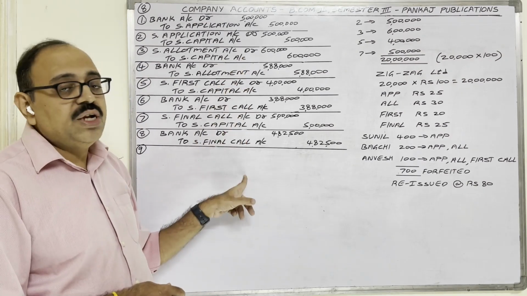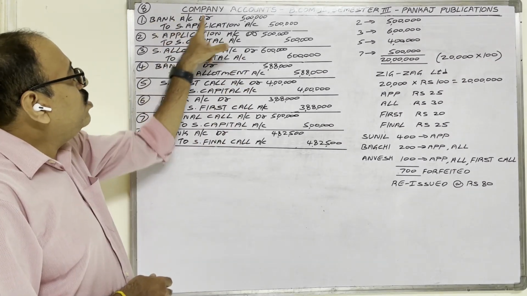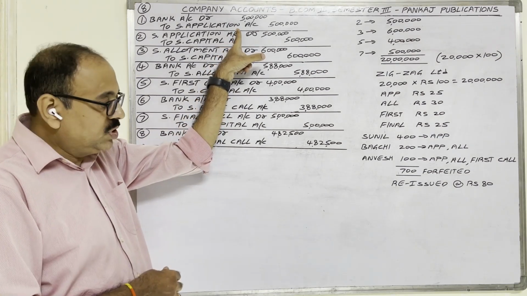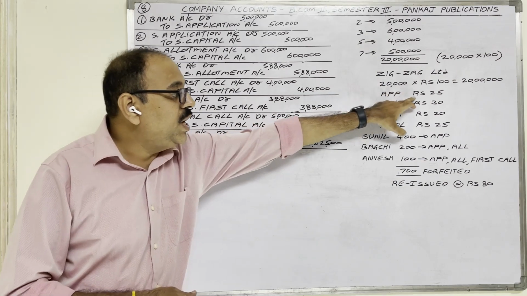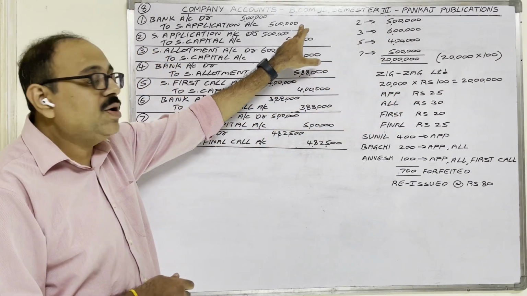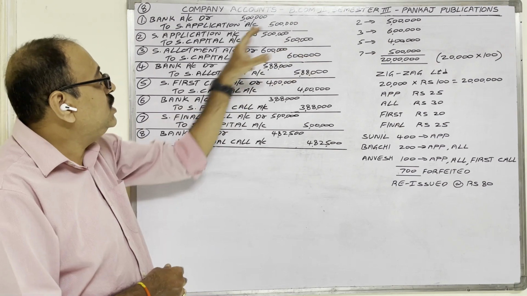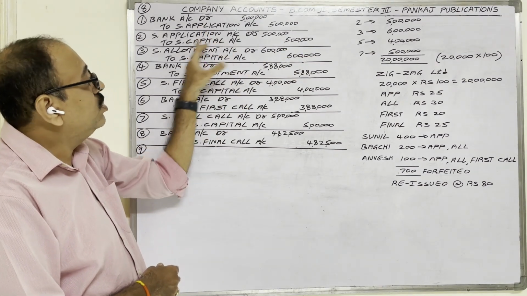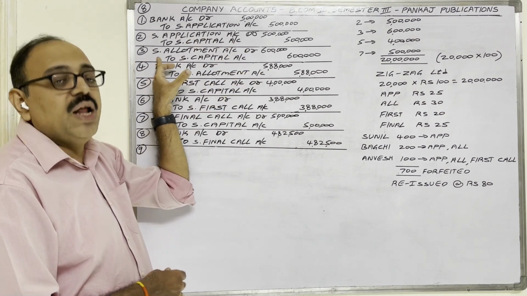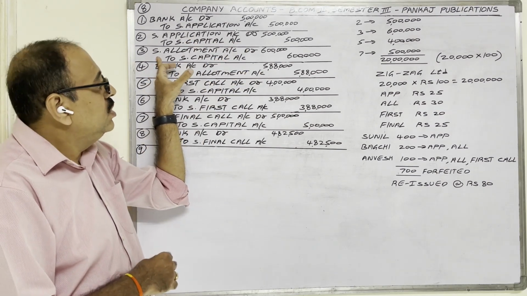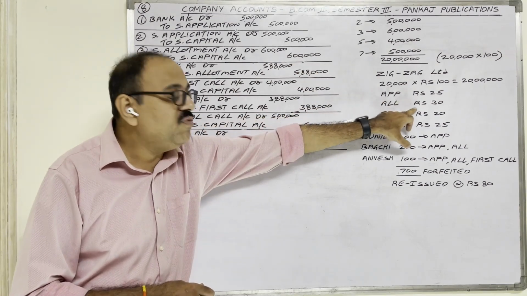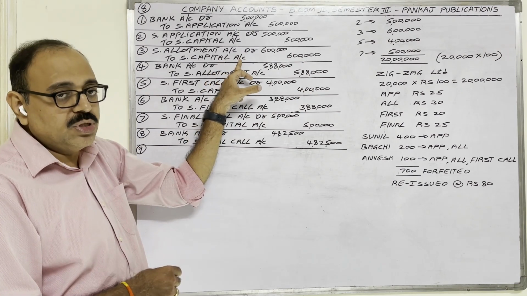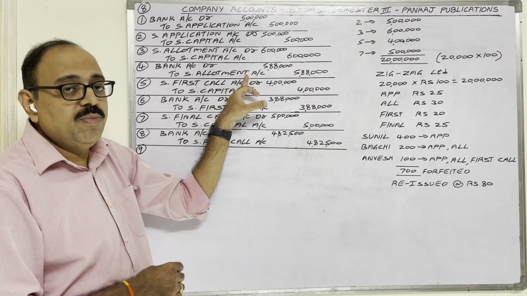Let us see the previous entries. First entry, bank account debit to share application account. This is the entry to receive the share application amount. So on 20,000 shares at the rate of 25 rupees each, 5 lakh rupees came from applicants. Next, that application money we have to transfer to share capital account. For that we wrote the second entry. The third entry is for allotment. First the transfer entry: on 20,000 shares at the rate of 30 rupees each, 6 lakh rupees we have transferred to share capital account. Next is for receiving the allotment amount.